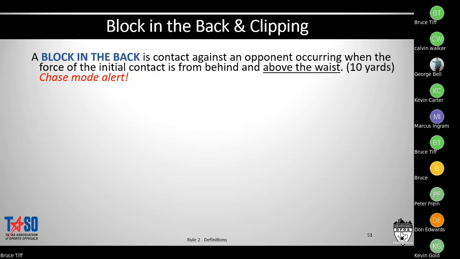So a block in the back is contact against an opponent occurring when the force of the initial contact, and here's the key, is from behind and above the waist. So we're talking about those blocks from behind and above the waist. A lot of times we'll see this when somebody's in chase mode. Most of the blocks in the back you're going to see involve kick plays. You'll see an opponent in this chase mode, chasing a guy from behind, and that's when he'll commit that block in the back foul.